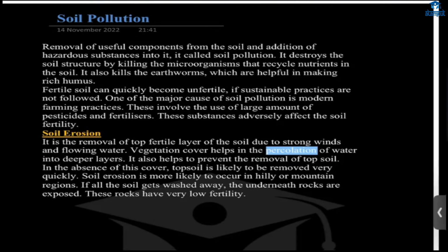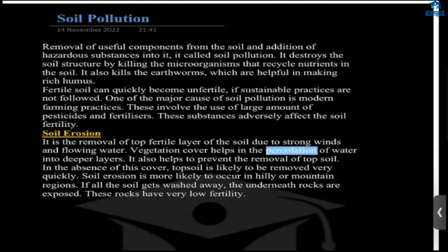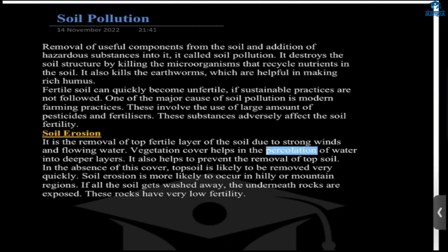Soil erosion, what is that? It is the removal of the topmost layer of soil. It can occur due to wind and water, during floods, monsoon, cyclones, strong winds. The topmost layer of the soil will move from one place to another. That is soil erosion. To avoid soil erosion, what can we do? We can plant more trees. The roots of the trees can grasp the soil, and it won't allow the soil to wash off or to be blown away.